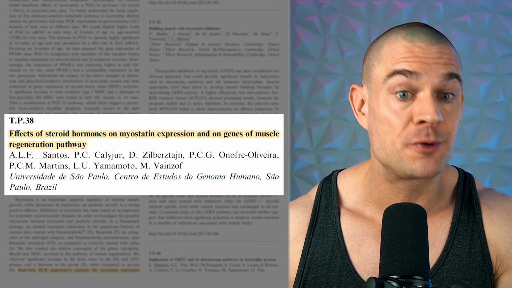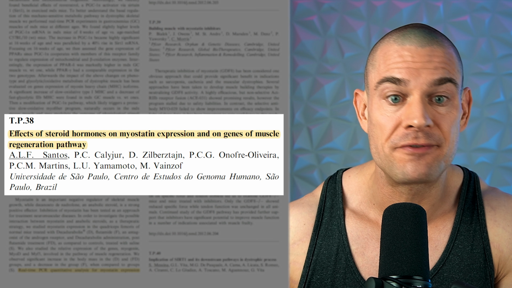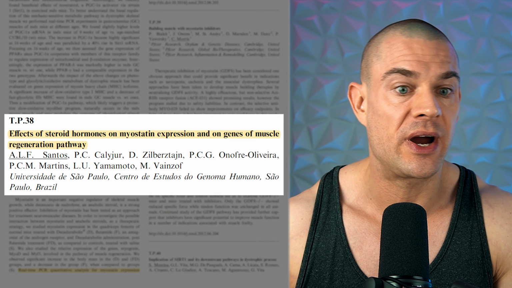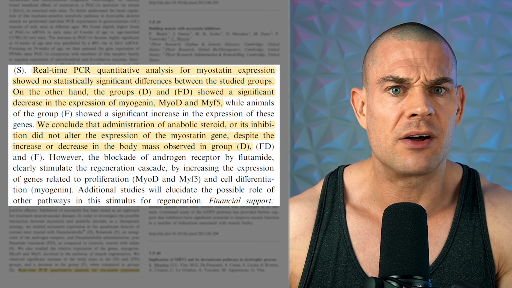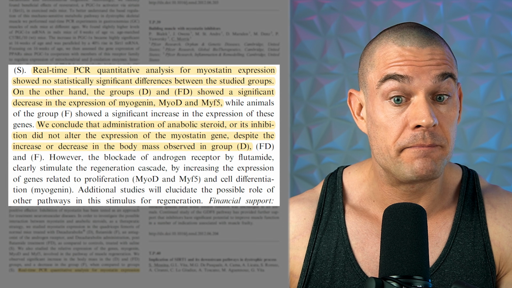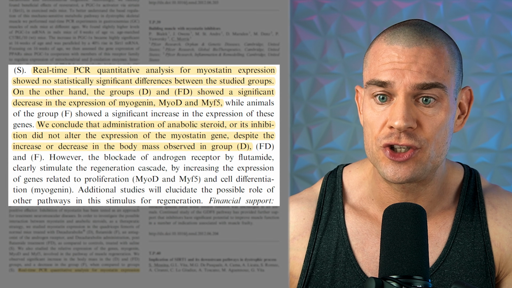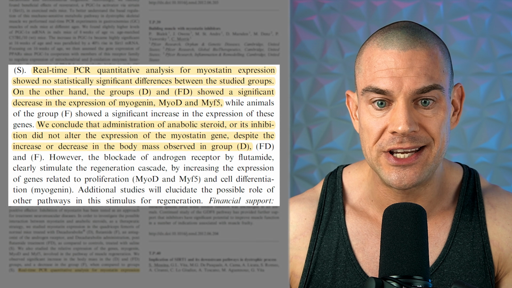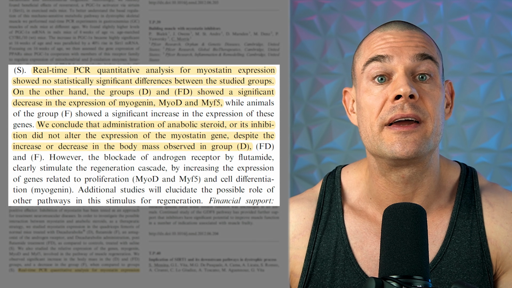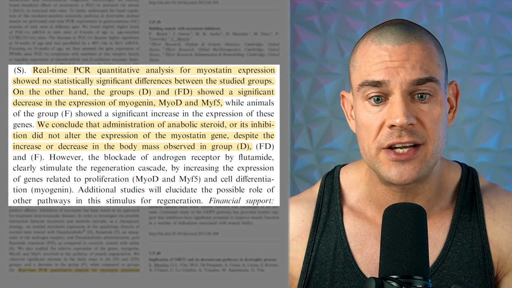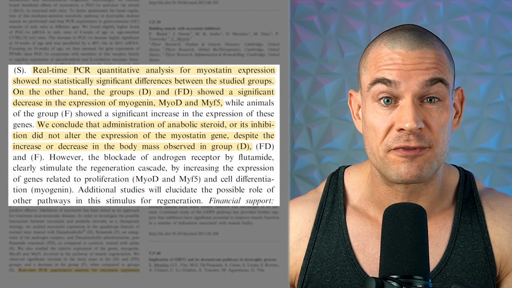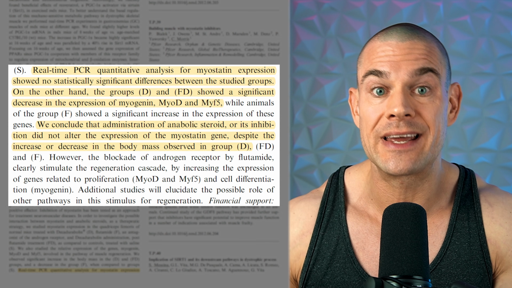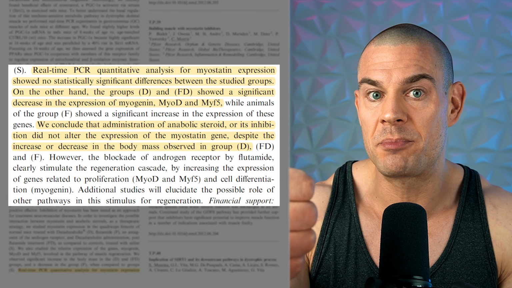Moving over to the next study performed by Santos et al., published in 2012, titled Effects of Steroid Hormones on Myostatin Expression and on Genes of Muscle Regeneration Pathway. In this untrained rodent study, again, all of the animal models are untrained animals, this study showed that nandrolone decanoate treatment did not show an increase in myostatin levels, but did show a decrease in myogenin, MyoD, and MyF5 levels, which all play a crucial role in muscle differentiation. And the study is a little bit thin, but at least it's been performed on skeletal muscle in a rodent model. And if we see that myostatin levels don't increase following nandrolone decanoate treatment, that's a big thumbs up for Deca-Durabolin.